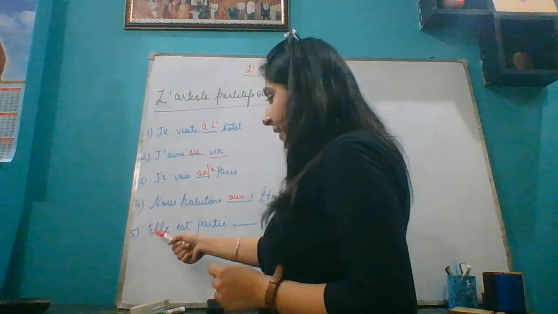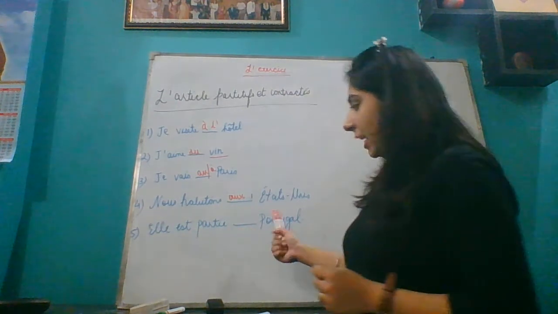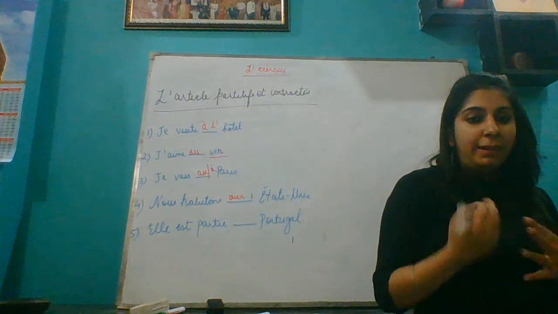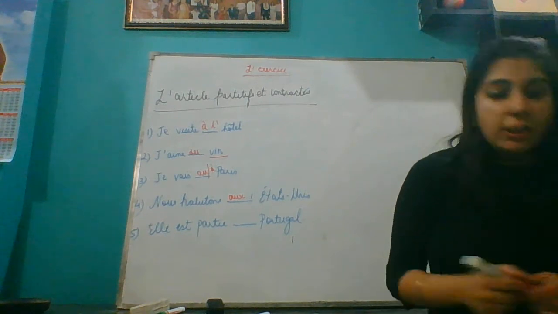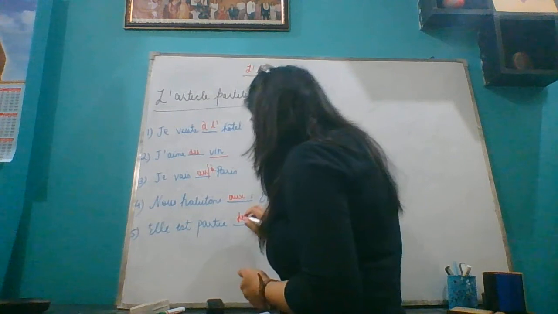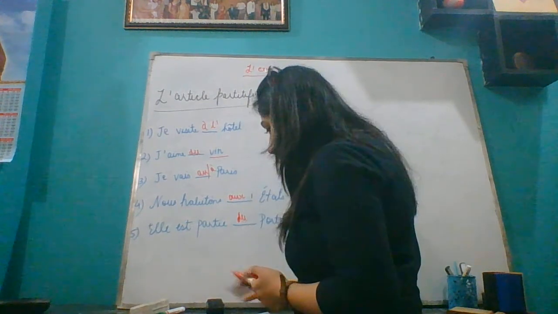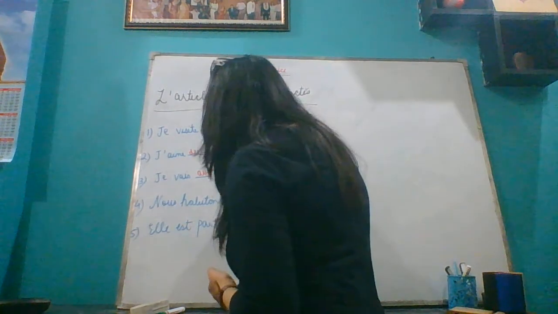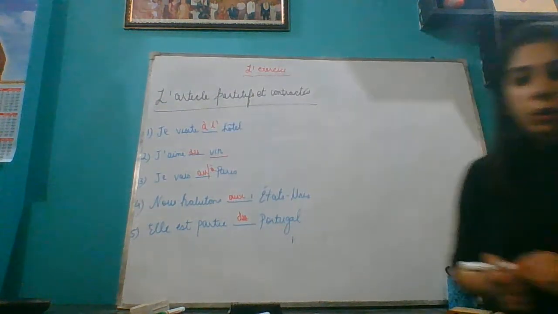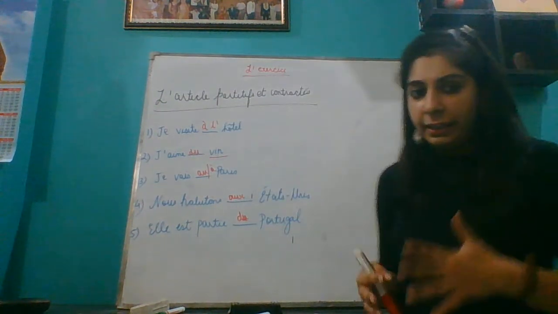Next, the last sentence is Elle est partie dash Portugal. She has left from Portugal. Partir is a verb, to leave. So she has left from Portugal. So du, because the noun is masculine, so it will come as du as the masculine article. So this was all about the articles in French.